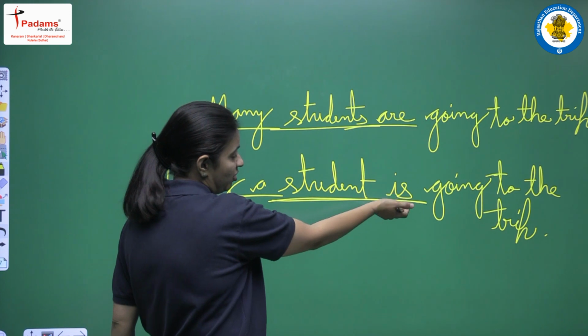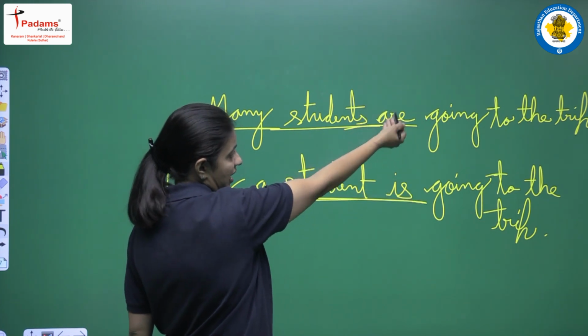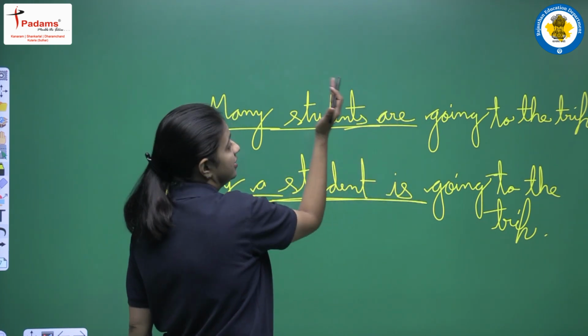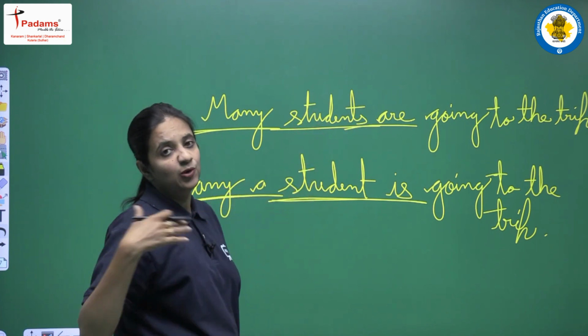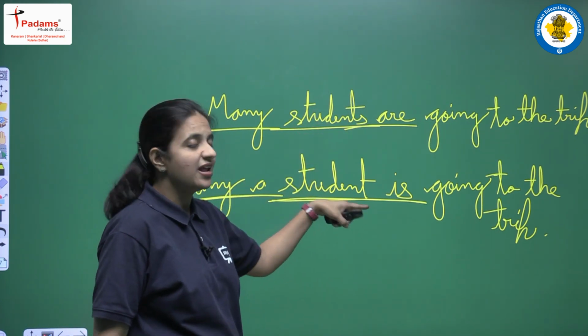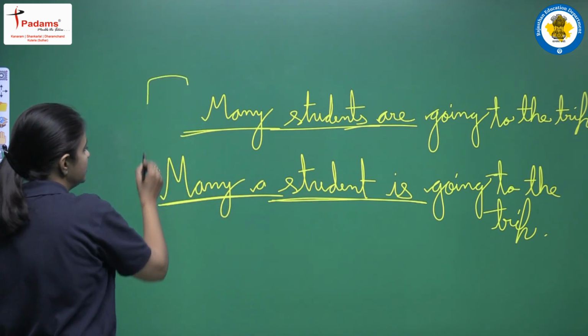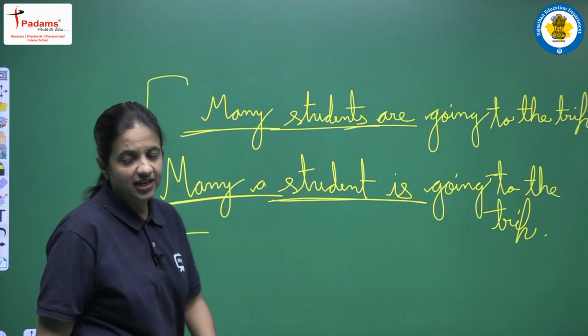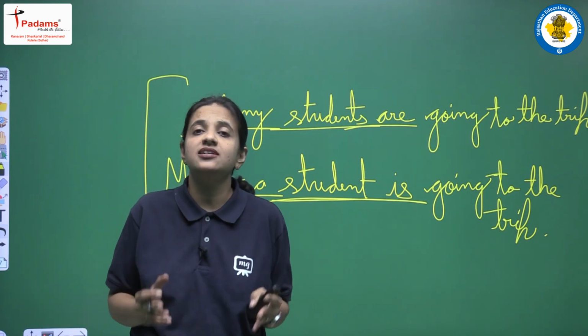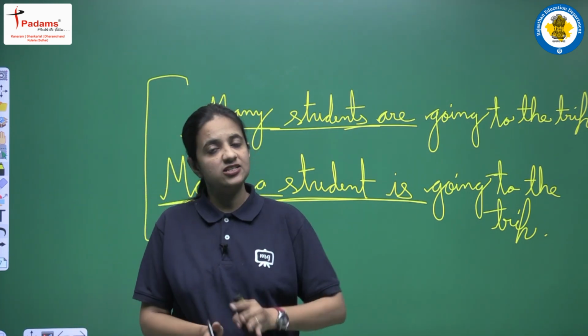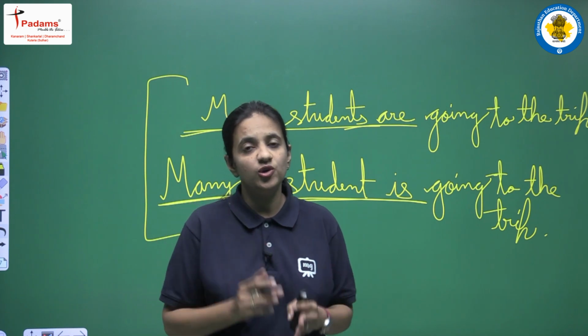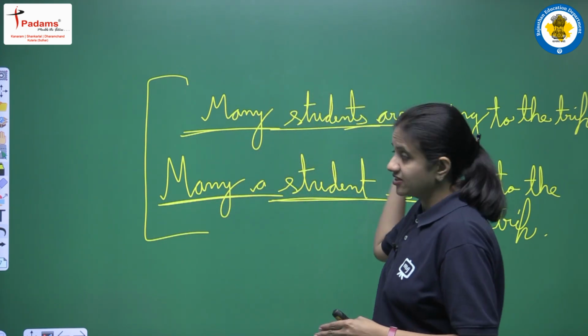Singular helping verb is. Okay, so here we have are, here we have is. Here we have students, that is a plural noun, but in this sentence we have student only, that is a singular noun. So this is the difference between many and many a. The meaning of the sentence is exactly the same. There is no difference in the meaning, but the only difference is in the structure of the sentence.